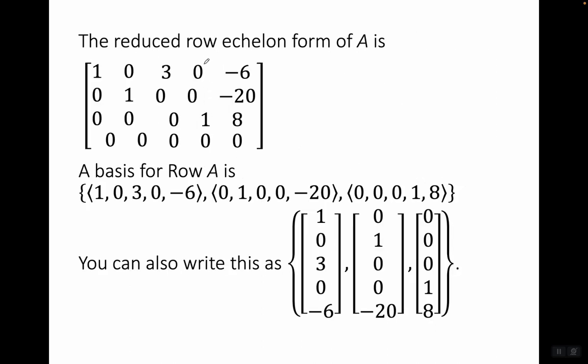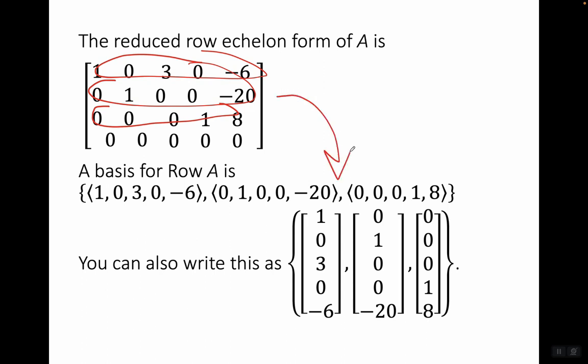Here's the reduced row echelon form of A. The non-zero rows are this, this, and this. Therefore, since those are the non-zero rows of the reduced row echelon form, those are going to be a basis for the row space of A, just those three vectors. You can also write them as column vectors in this way. Now, I did it with the reduced row echelon form of A. We could just as easily have done it with the row echelon form of A. That would have been fine.